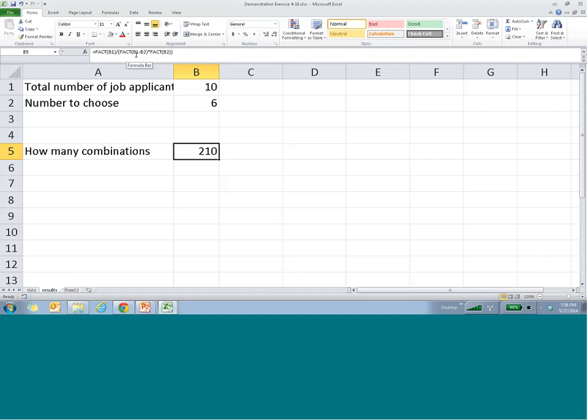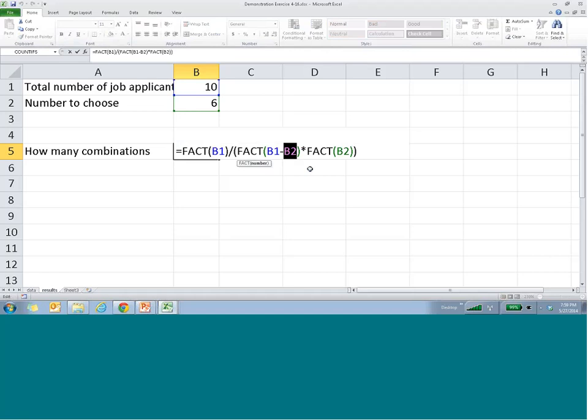which in this case is B2, divided by the number minus the number available. So the number available is 10. The number that I'm going to choose is 6. So that's where this B1 is the number available, the number of applicants that are available, that's my N, minus the number that I'm going to choose, which is B2, 6, times the factorial of X, the number that I'm going to choose. So that's the way it looks. I'm not going to belabor it. That's the way it looks when you enter it into Excel.